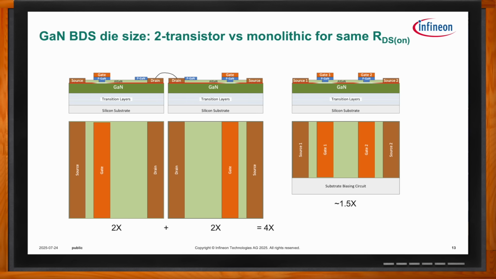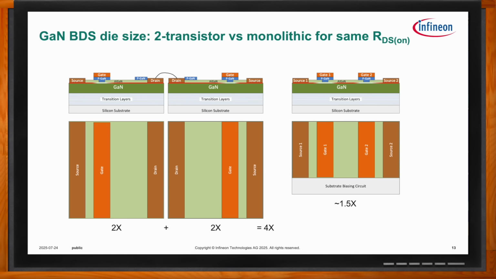Even including the substrate biasing circuit you see underneath the bidirectional switch representation here, instead of 4x, I end up at about 1.5. So comparing those two, if I take the ratio of how much smaller the bidirectional switch is compared to a two-switch implementation, it's about a factor of 2.5. That's how we can drive the cost down, and that's what makes this so attractive.